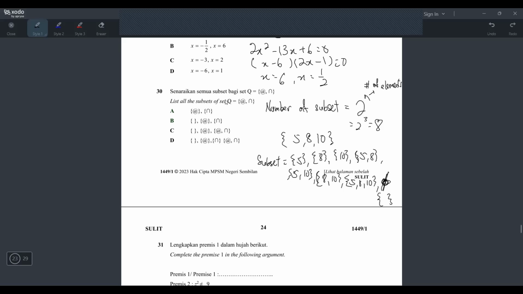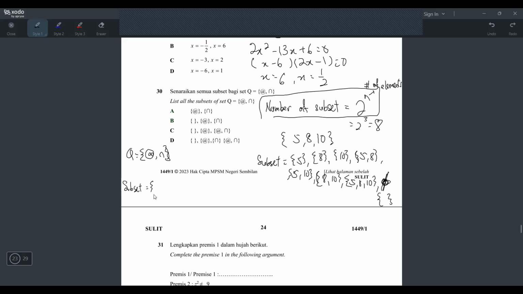So can you tell me, list all the subsets of set Q? If your Q is this symbol and this symbol, how many subsets are there? Use this formula. Number of subsets is 2 power n. How many elements? 2 elements. So the number of subsets will be 2 power 2, which is 4. It means there will be 4 subsets. So let's list down all the 4 subsets.